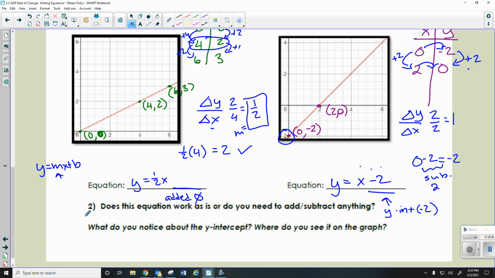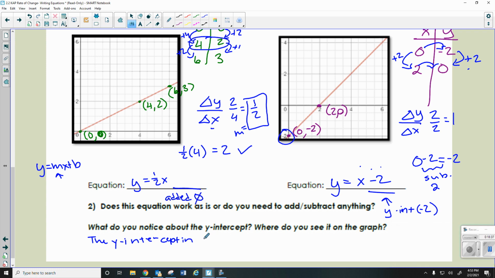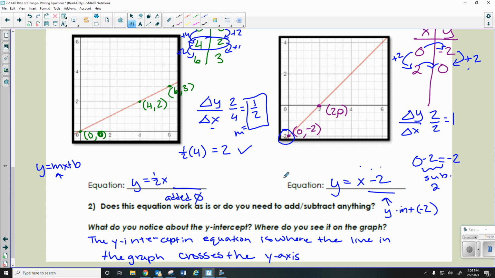So what you can write, what do you notice about the y-intercept? The y-intercept in the equation is where the line in the graph crosses the y-axis. Again, that -2 is right there.